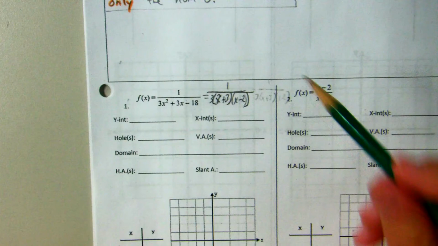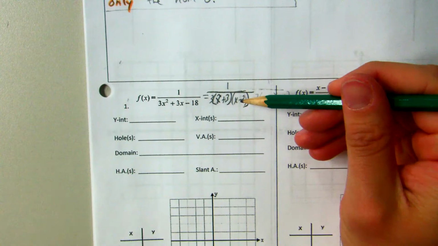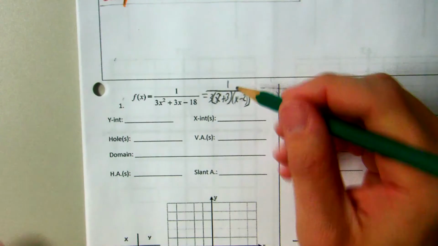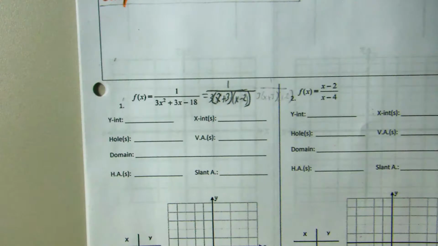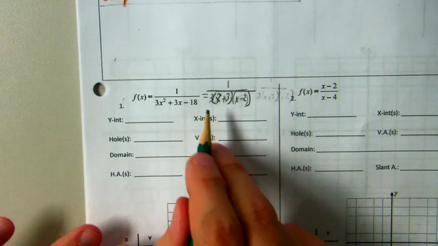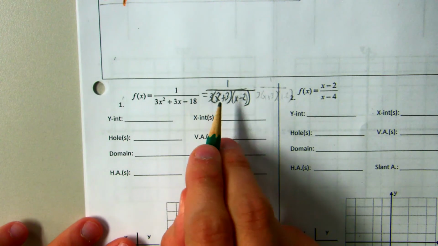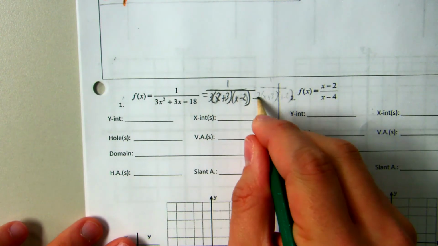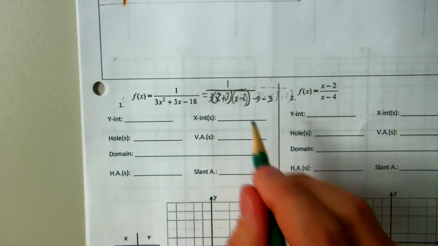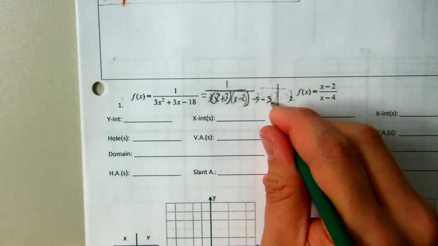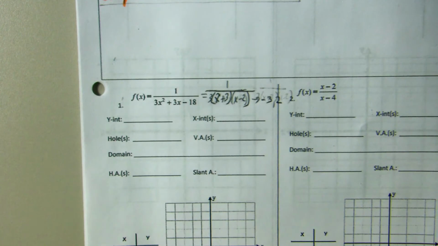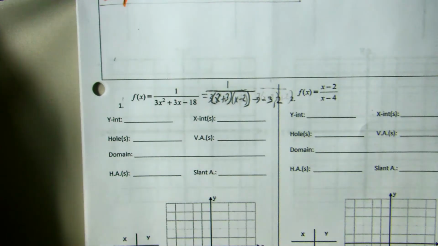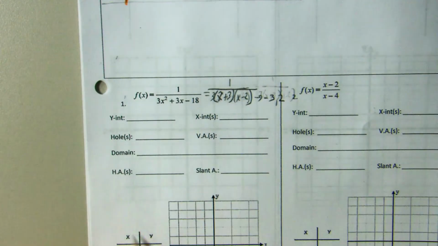So I can see the numbers that make the numerator 0, and I can quickly see the numbers that make the denominator 0. 1 never equals 0, so nothing makes the numerator 0. 3 never equals 0. X plus 3 equals 0 at negative 3. And x minus 2 equals 0 at positive 2. So as long as I know those rules, I'm ready to write down 3 of the things that I need down here.